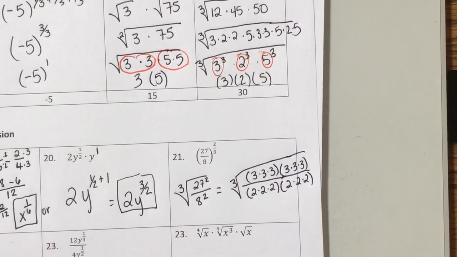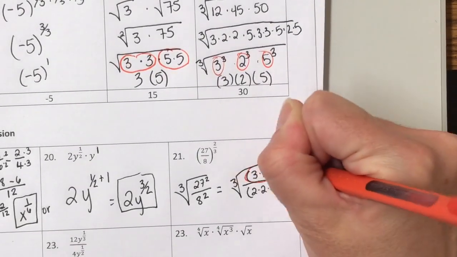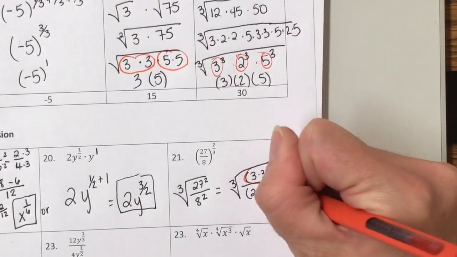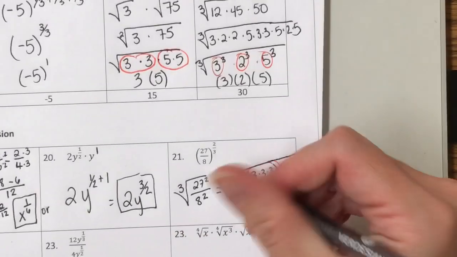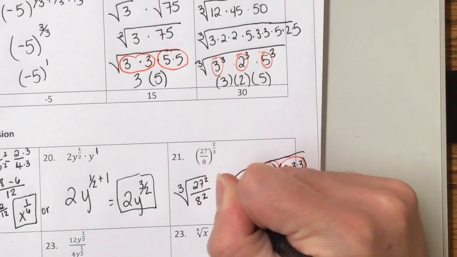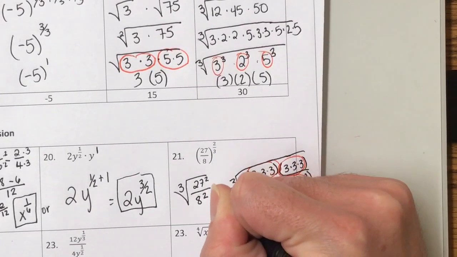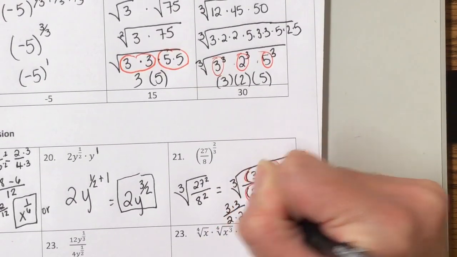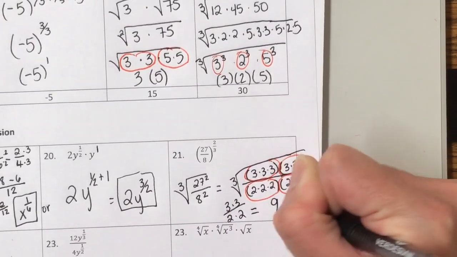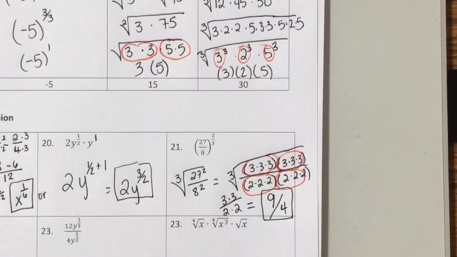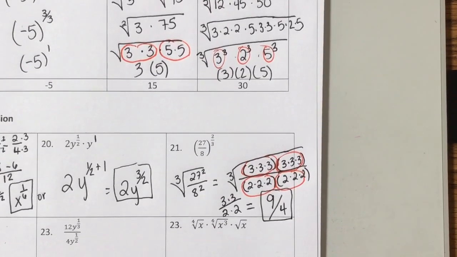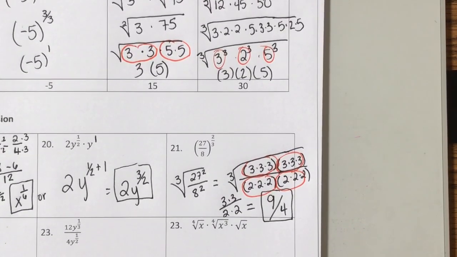So what's going to come out of the radical? A 3 and a 3 over a 2 and a 2, or 9 over 4. So 21, the answer is 9 over 4.